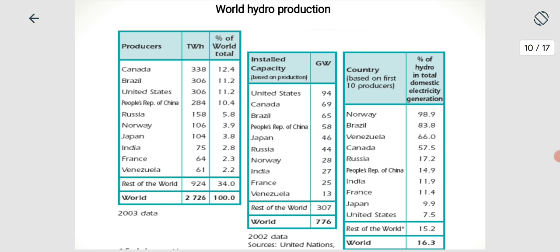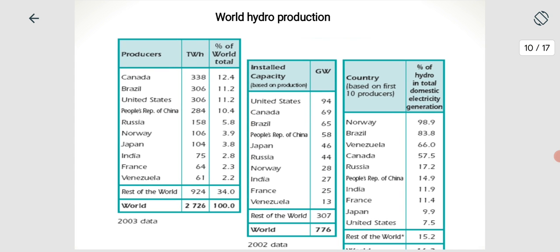Brazil is 306, the percentage is 11.2. United States is 306, percentage is 11.2. People's Republic of China is 284, 10.4 is the percentage. Russia is 158, percentage is 5.8.